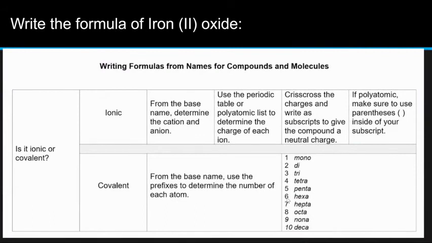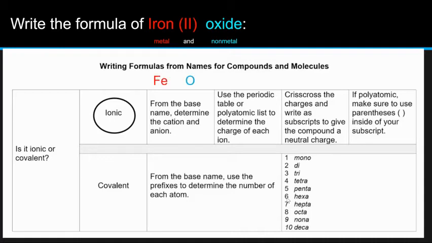All right, let's write the formula for iron(II) oxide. Start by determining, is it ionic or covalent? Hopefully you told us it's ionic because it's a metal combined with a nonmetal. Iron's a metal and oxygen's a nonmetal. From the base name, what's the symbol for the cation and the anion, iron and oxide? Hopefully you told me iron has a symbol of Fe and oxygen is O.